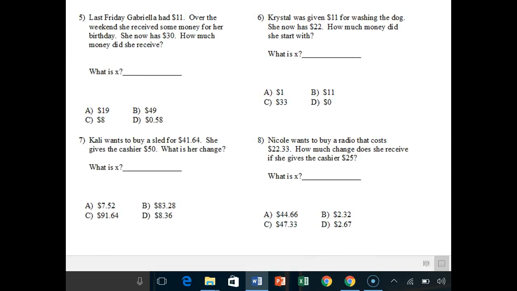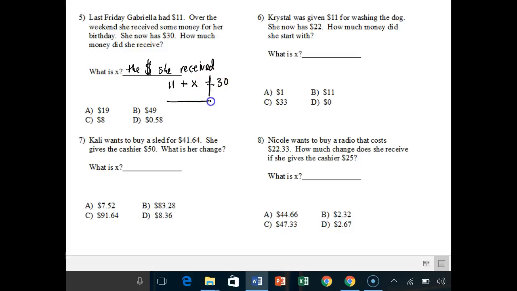Number 5. Last Friday, Gabrielle had $11. Over the weekend, she received some money for her birthday. She now has 30. How much money did she receive? So what is x? The money she received, right? Okay, so we're going to say she started with 11. I'm going to add x amount of dollars to that, and I'm going to end up with 30. Makes sense, right? She had 11. She got some money, x, which we don't know, and then she ended up with 30.